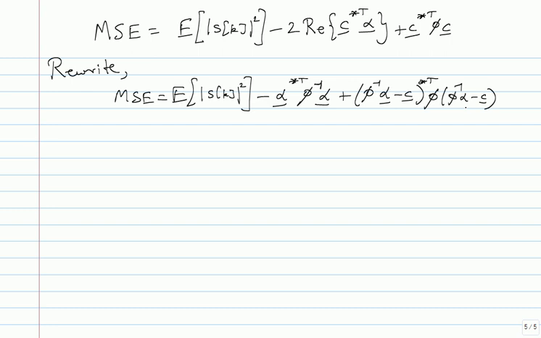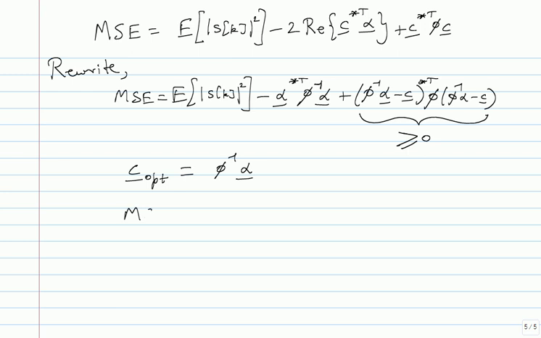So the non-negative part will be this quadratic form, and since I know phi is positive definite, this is going to be greater than or equal to 0. The only way I can make it 0 is what? To set x to be 0. Okay, so this quantity has to become 0. In that case, it will become 0. Okay, and so from here, it's easy to see that C opt, or the best choice for C, is going to be phi inverse alpha.